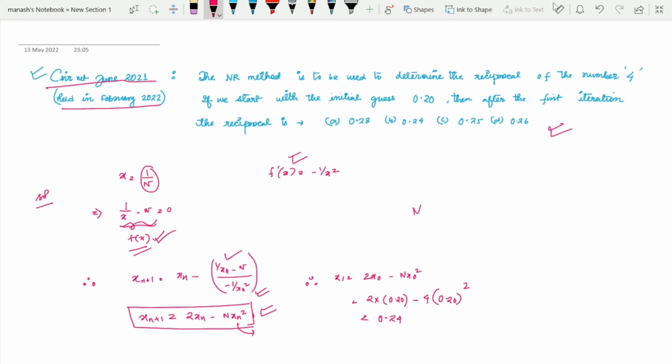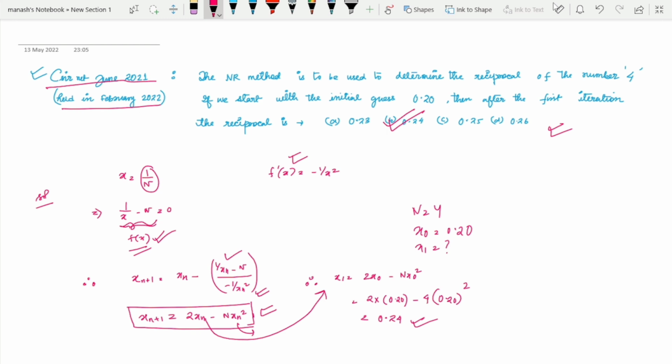Here I have the number as 4, and I have to find the next iteration. Suppose the first iteration is, as given in the question, 0.20, then the next iteration would be x1. So I am using this to solve. Then x1 would be 2 into x0 minus n into x0 square. It is 2 into 0.20 minus the number 4 into 0.20 square. If you solve it out, it is 0.24, right? So this is the correct option.